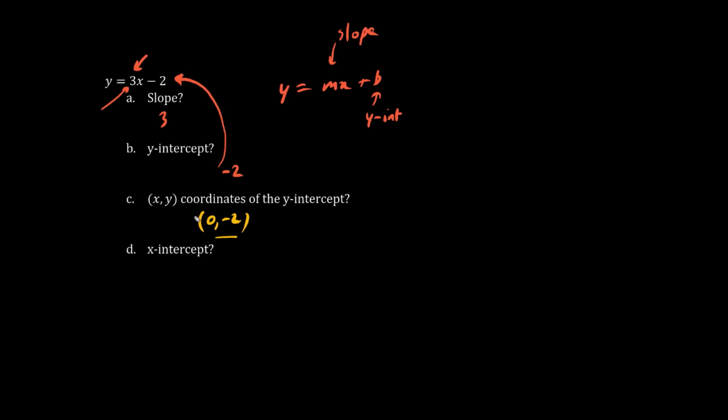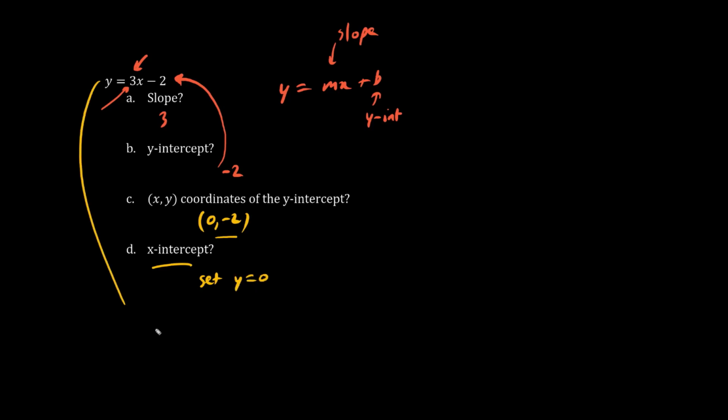So this is also considered the y-intercept. These are called xy coordinates. So the y-intercept of -2 is equivalent to 0, -2. Now what is the x-intercept? The x-intercept means that we set y, the opposite of x, equals 0.